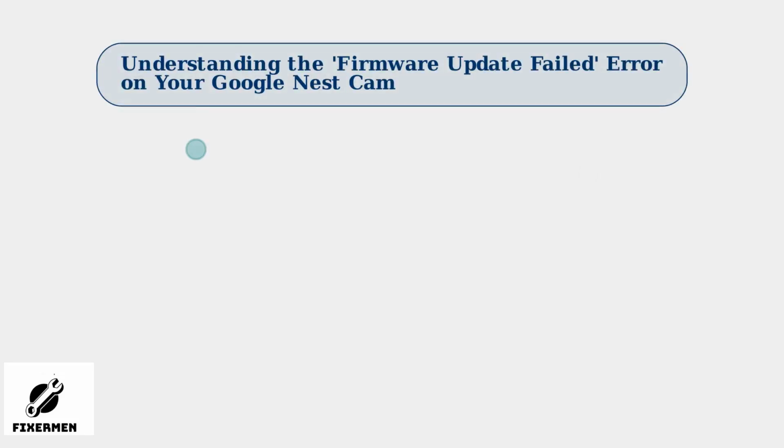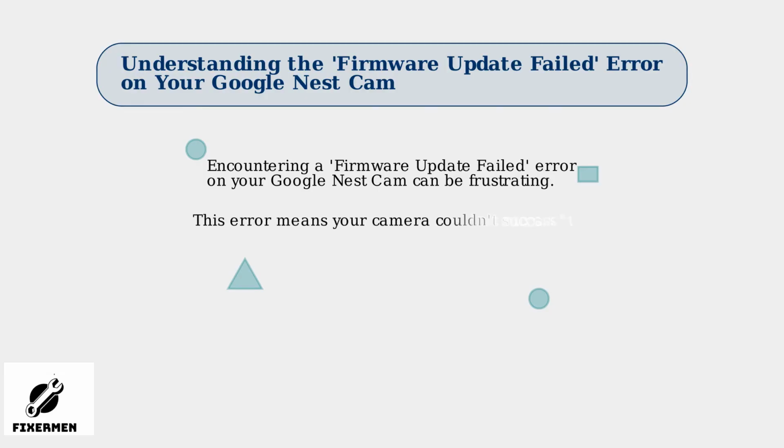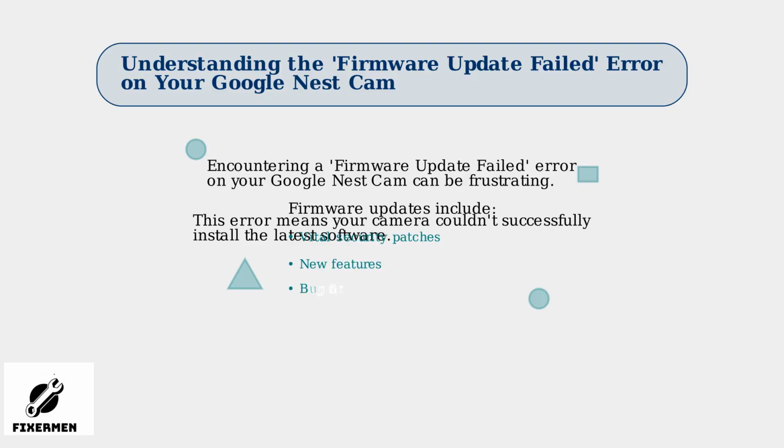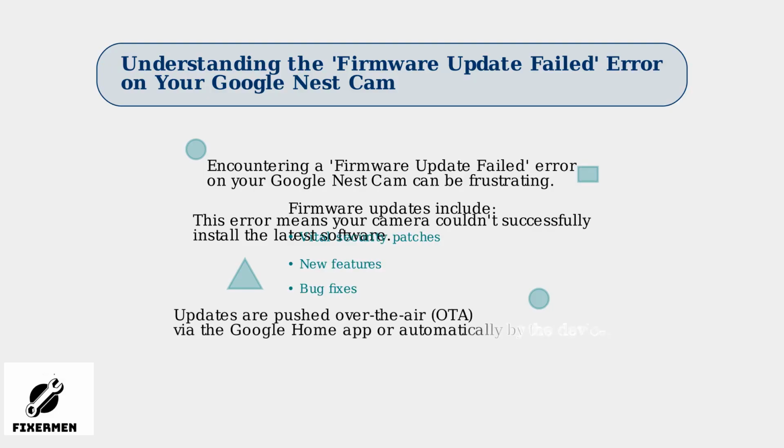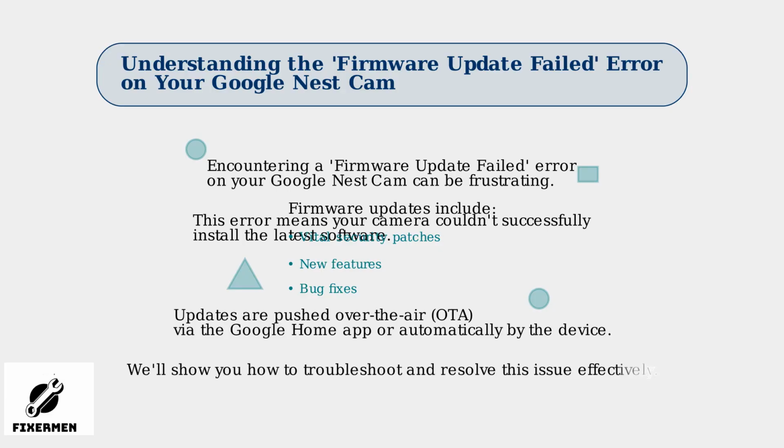Encountering a firmware update failed error on your Google Nest Cam can be frustrating. This error means your camera couldn't successfully install the latest software, which includes vital security patches, new features, and bug fixes. Firmware updates are pushed over the air (OTA) via the Google Home app or automatically by the device. We'll show you how to troubleshoot and resolve this issue effectively.